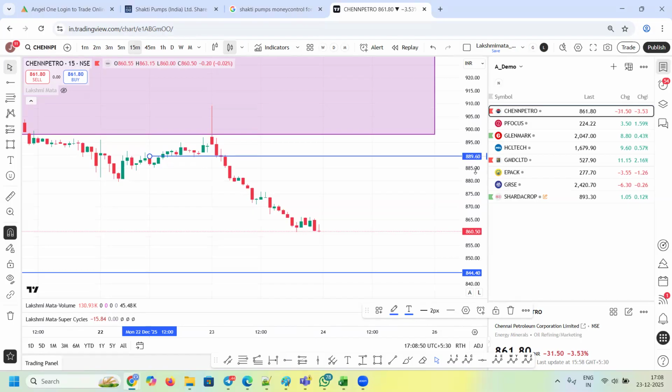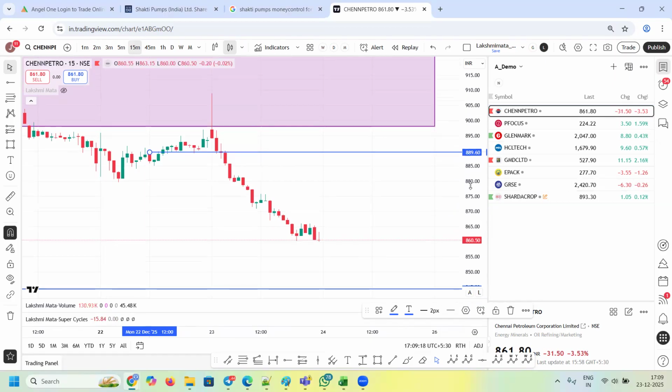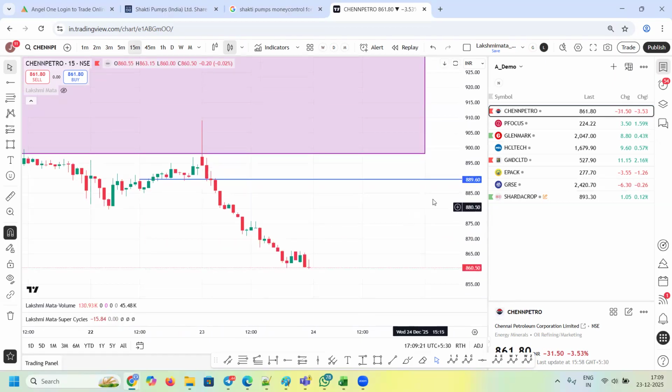Is that clear? So once you enter after this, or for confidence purposes at this point, somewhere at 889, can you note that down? 889 is where our entry is at. Or consider 886 or 885, something like that, because sometimes it will go here and there by 1 or 2 rupees.